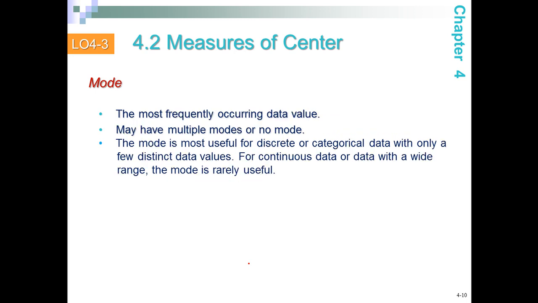Another measure of center is something called the mode, and that's the value that occurs most frequently. And we talked about modal classes in the last chapter, and this is the same notion. And this measure is usually only valuable if we're talking about categorical data or discrete data.